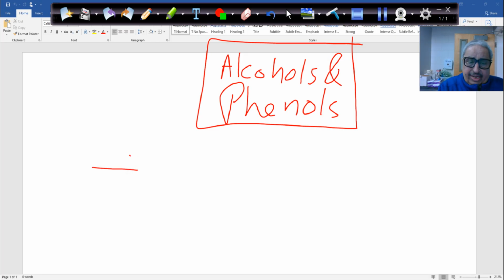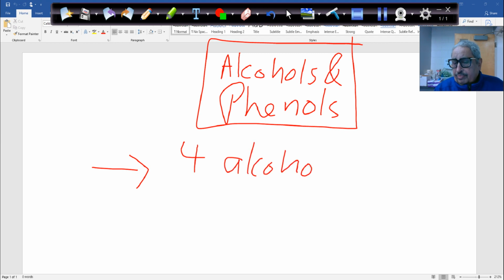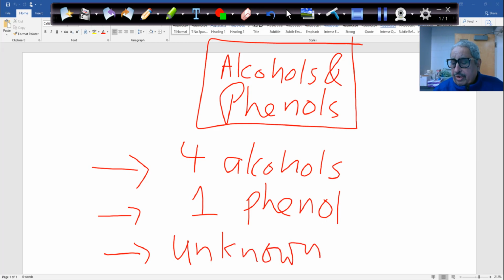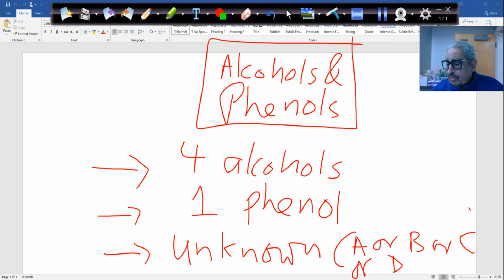So the whole idea is we will have 4 alcohols, 1 phenol, and an unknown. Now you have to take only 1 unknown. The unknown can be A or B or C or D. You don't have to test all of them, just take one. So if you decide on B, then you take only B.